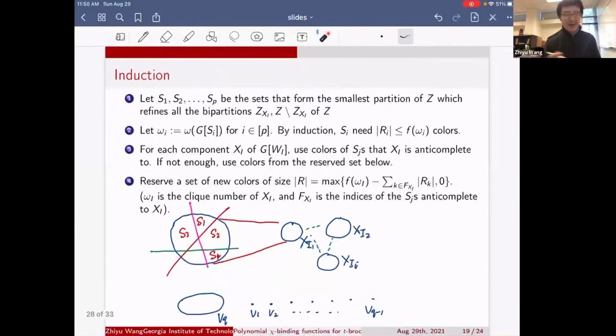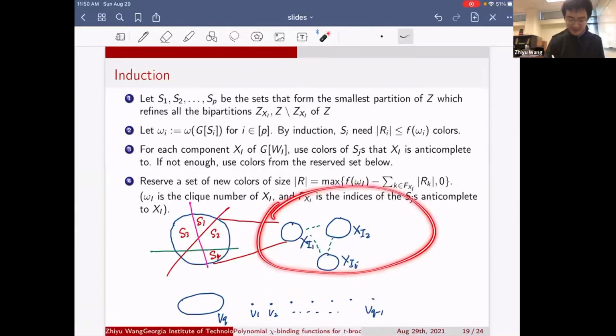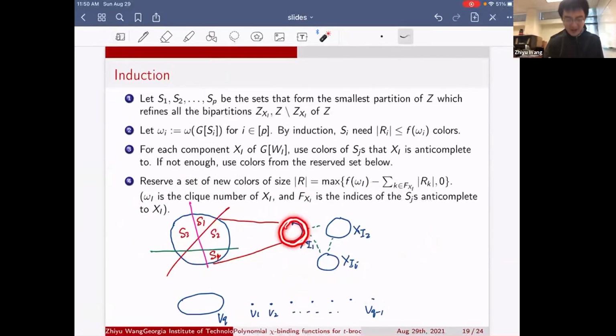So what happens? Basically, we have this W and this Z, and each of the Wi will cut Z into two parts, and the two parts are complete to each other.